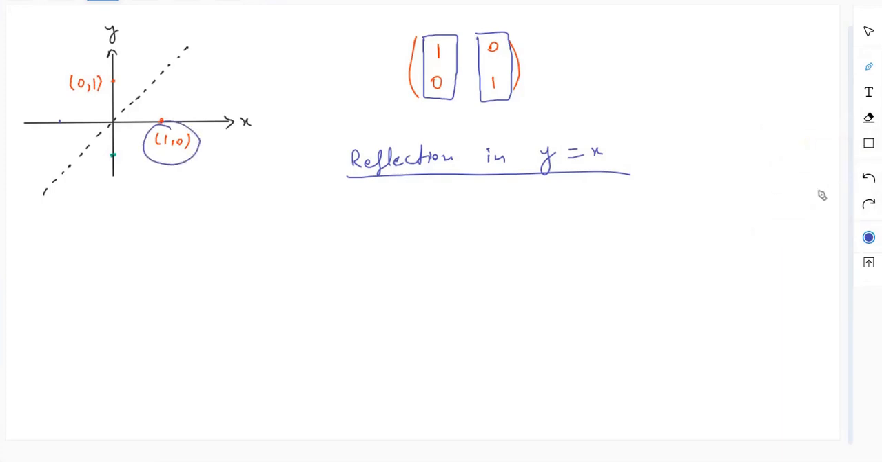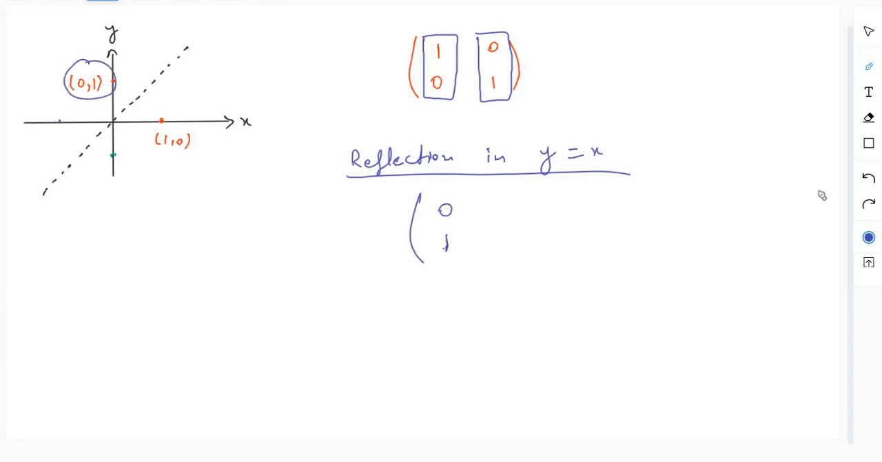The point 1 0. Where does this point go? Remember, it's going to go on the other side of this line. 1 0 will reflect and go to 0 1. This figure was accurate enough. You can see the perpendicular distance on both sides is the same. It goes to 0 1. Your points will switch.